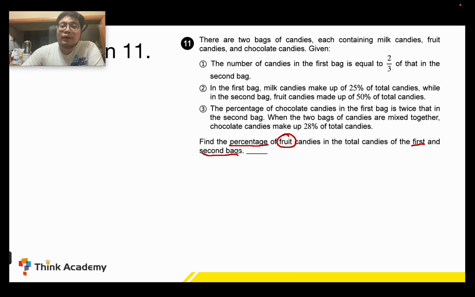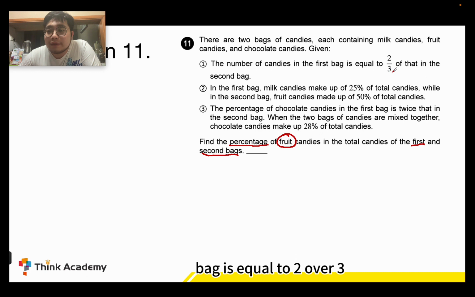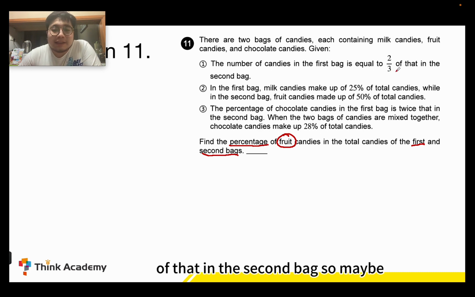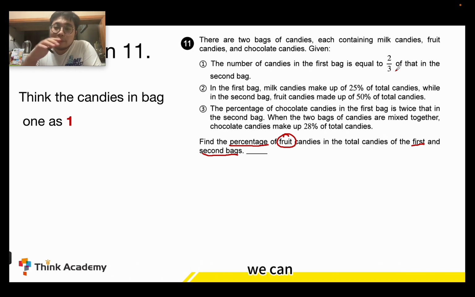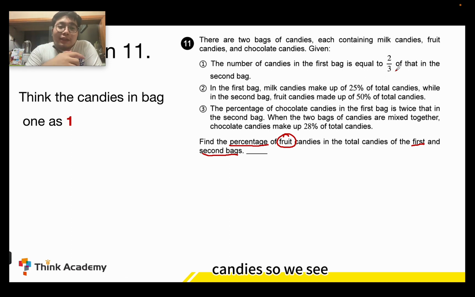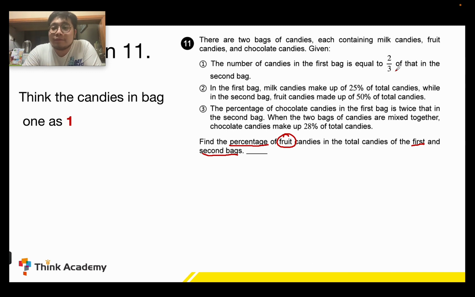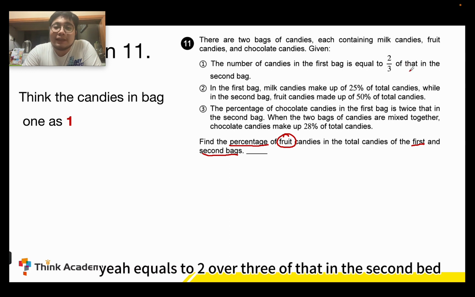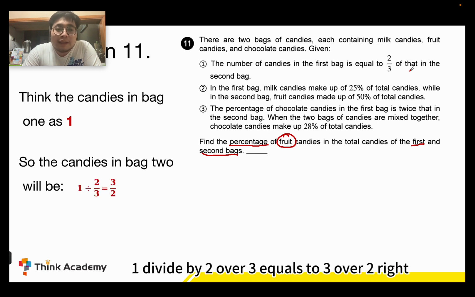Okay, so now let's look at the first condition. The number of the candies in the first bag is equal to 2/3 of that in the second bag. So maybe we can think the candies in bag 1 is just 1. So we can use the fraction and the percentage to represent the candies. The candies in bag 1 is 1. So how about the candies in bag 2? It equals 2/3 of that in the second bag. So the candies in bag 2 will be 1 divided by 2/3 equals 3/2, right?